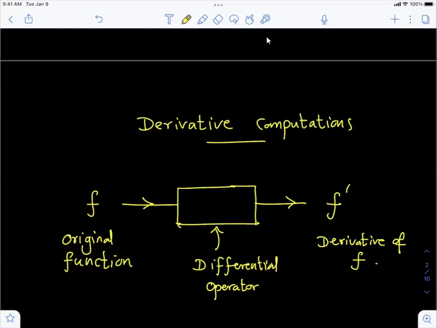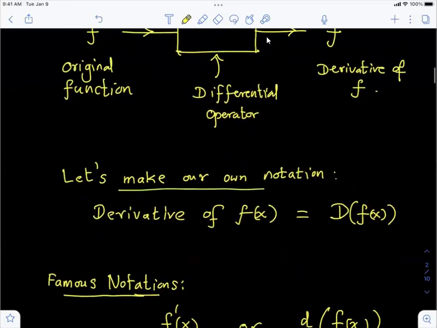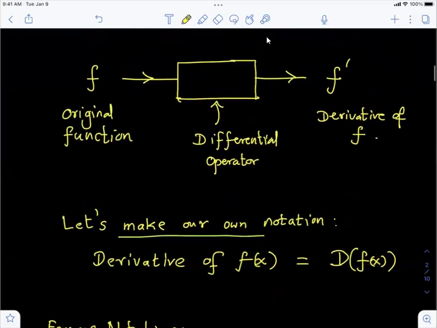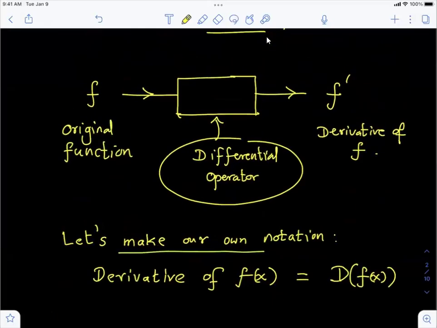But mathematics is not going to work magically like that, right? You need to do the computation, and we need to understand what this box is. So let's do this. This differential operator, let's make our own name for that. Our own notation, we will call it D, right? So simply you grab a function and you apply D.